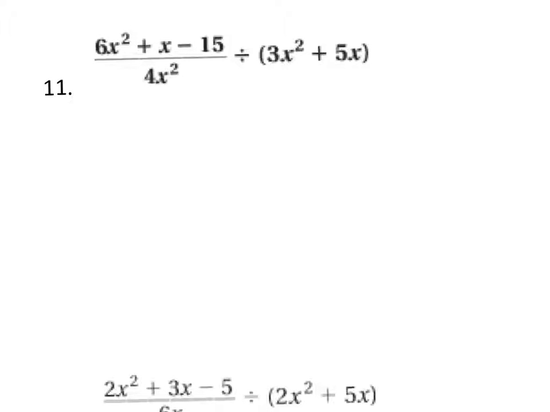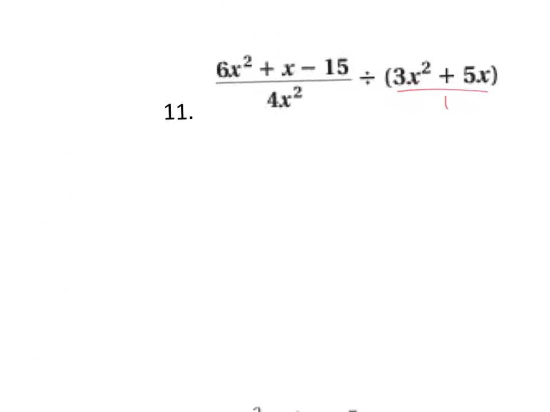Looking at number 11, two things stand out. One, I don't have really a fraction, so I can just put this over 1. And two, it is dividing. So that means I'm going to have to flip the second term. Let's just look at the first term and simplify the first term.